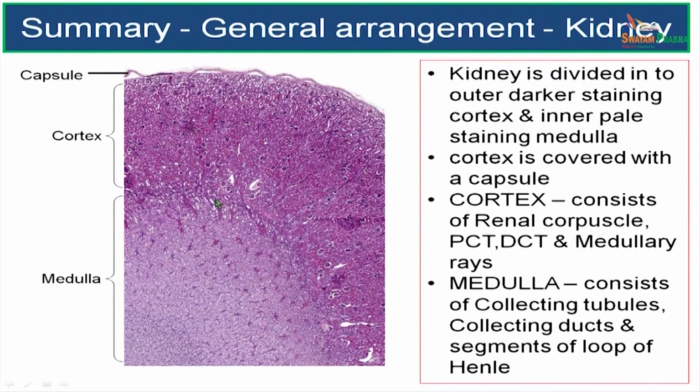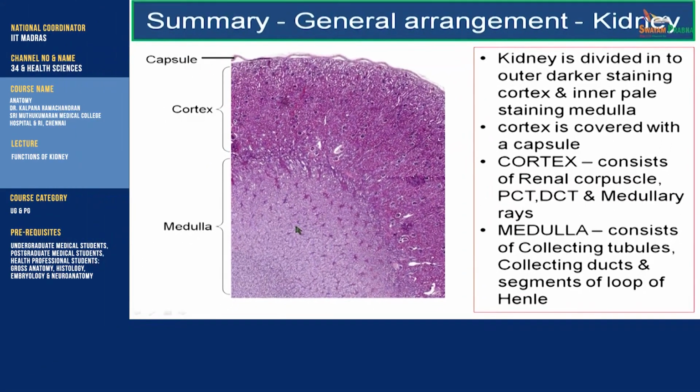So, now we will summarize what we have learned till now, the general arrangement of structures in a histological section of kidney. As I have already told you, kidney is divided into an outer darker staining cortex and an inner pale staining medulla. There is a capsule covering the cortex. Cortex has got renal corpuscles, PCT, DCT and medullary rays. Medulla consists of collecting tubules, collecting ducts and segments of loop of Henle.